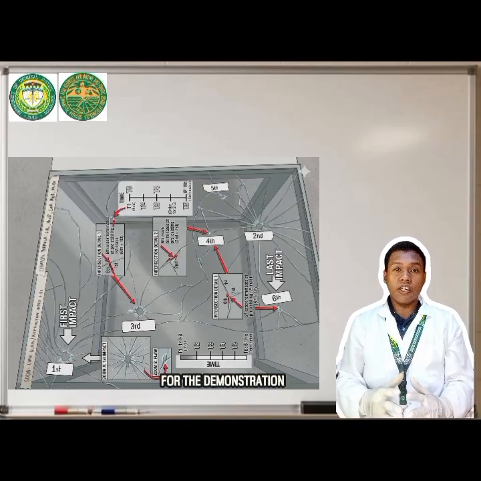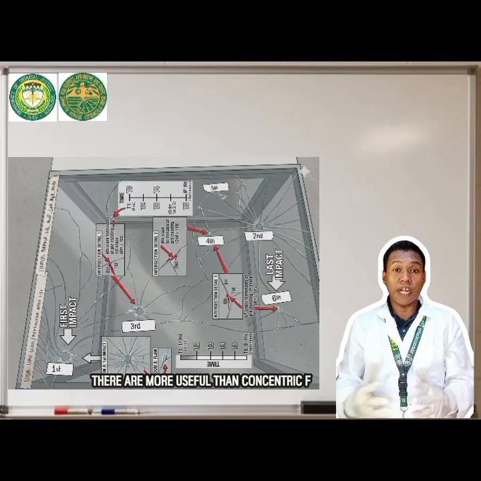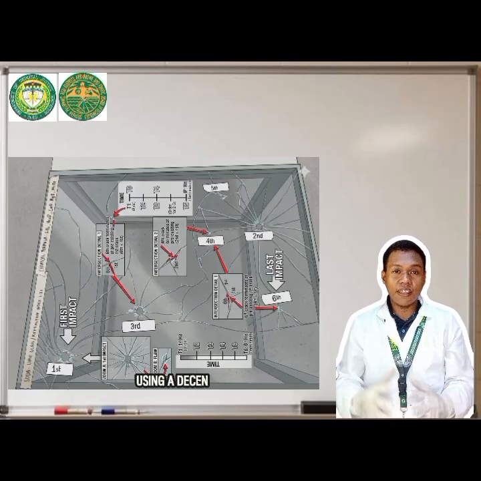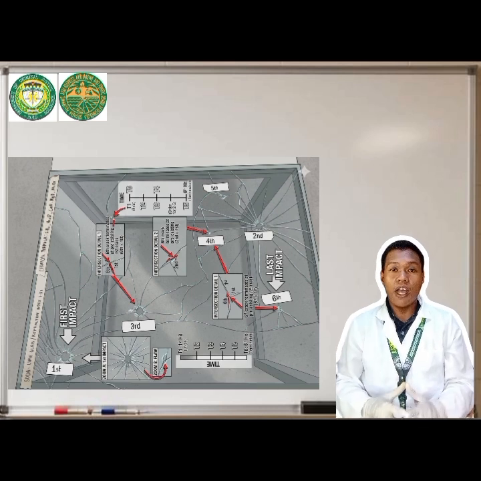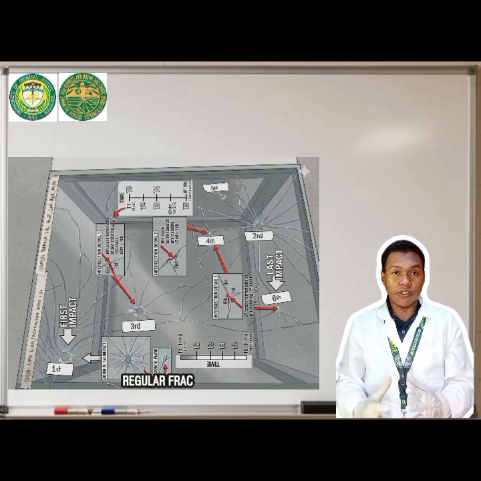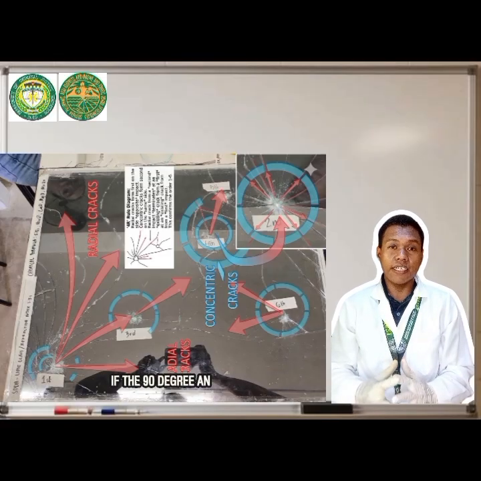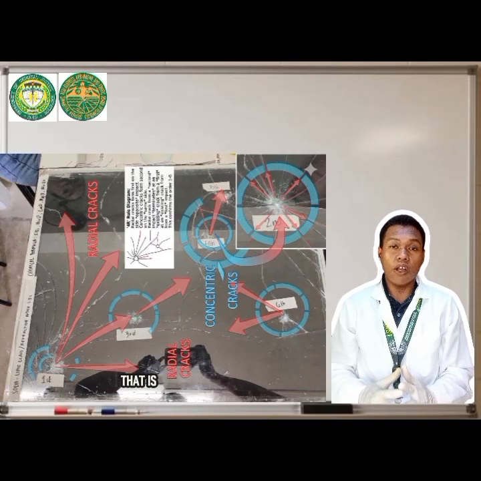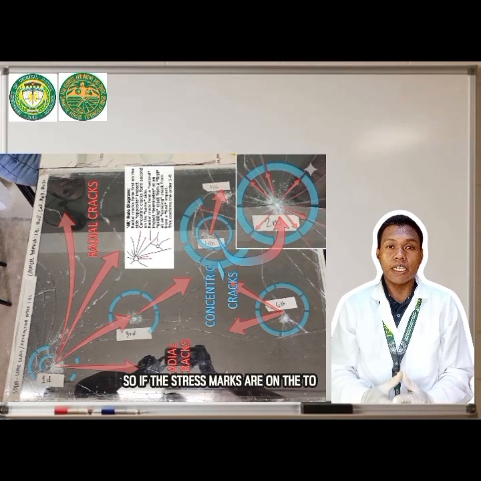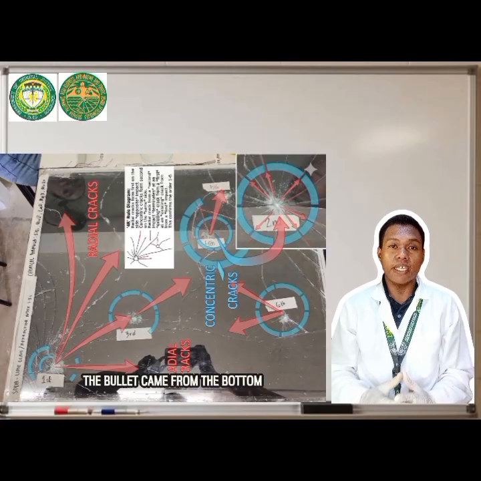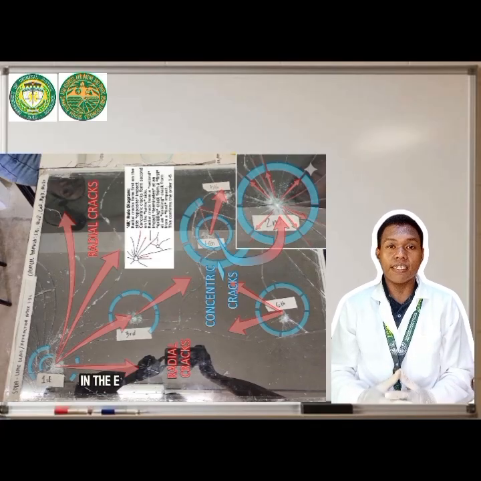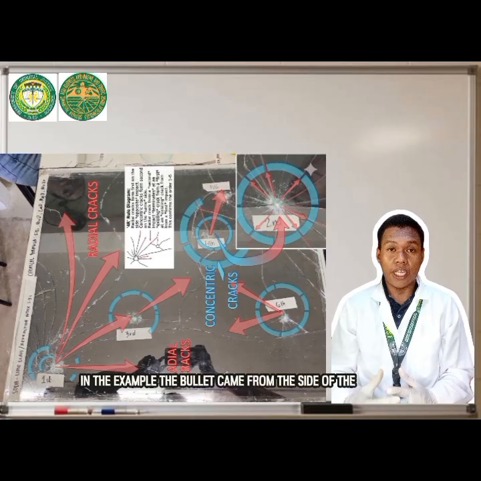For the demonstration, radial fractures are more useful than concentric fractures. Using a stereo microscope, we look for 90-degree stress marks. According to the rule, radial fractures form right angles on the reverse side of the force. If the 90-degree angles appear on the side that is the opposite side of the impact. So, if the stress marks are on the top, the bullet came from the bottom and vice versa. In the example, the bullet came from the side of the G.